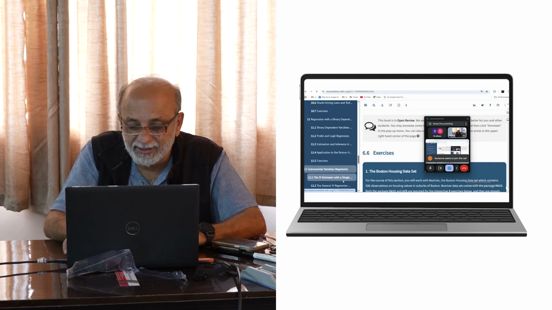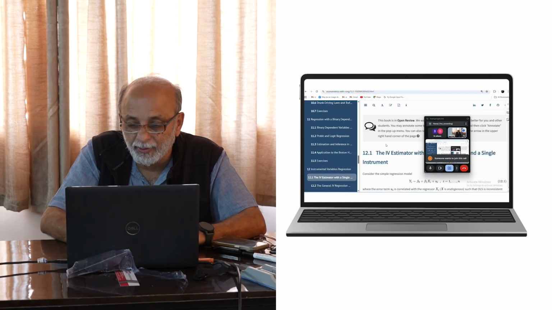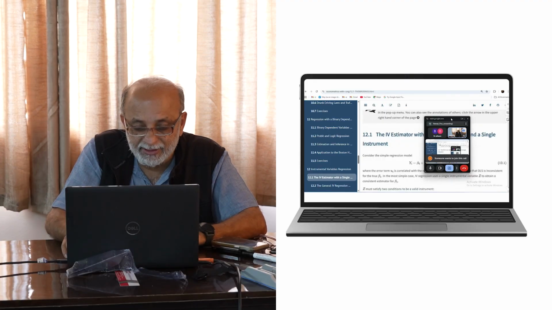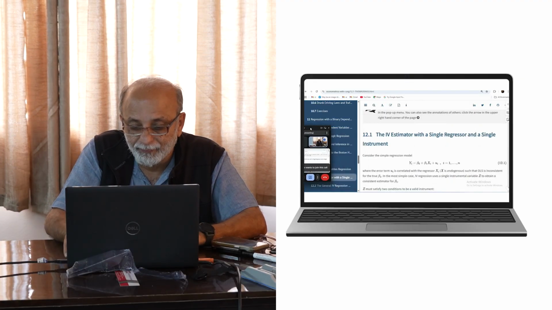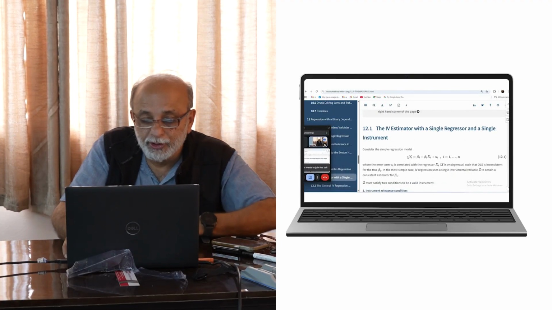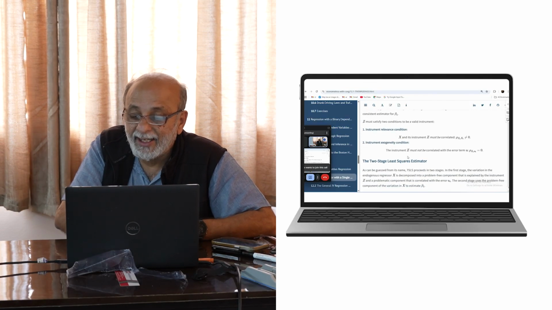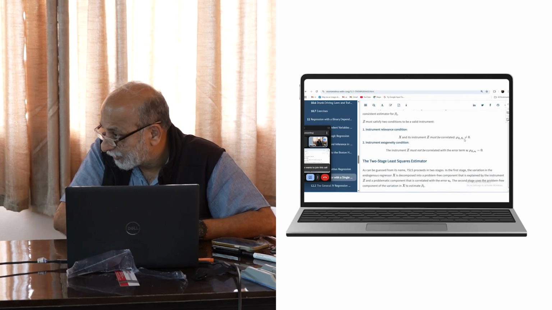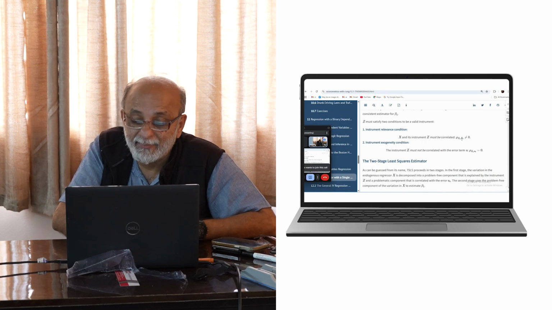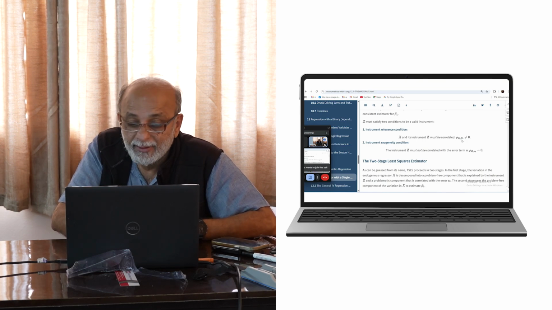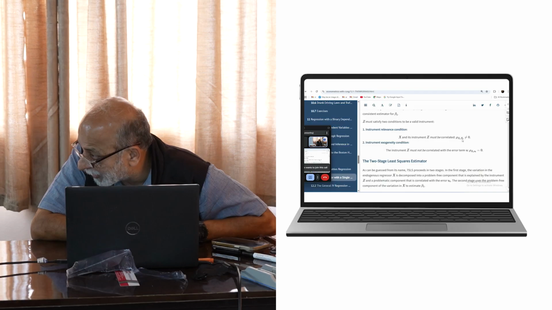Okay, think of the IV estimator. This is something that we got. Now suppose we are doing an IV estimator. The two conditions that we have: Z and X should be correlated. Rho of Xi, Zi, the correlation between X and Z, is called the instrument relevance condition.